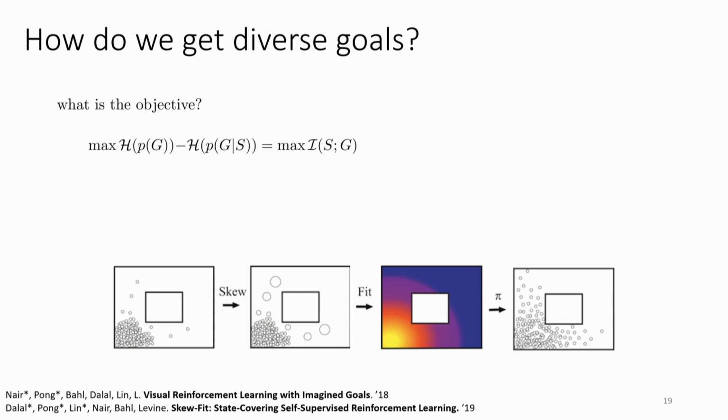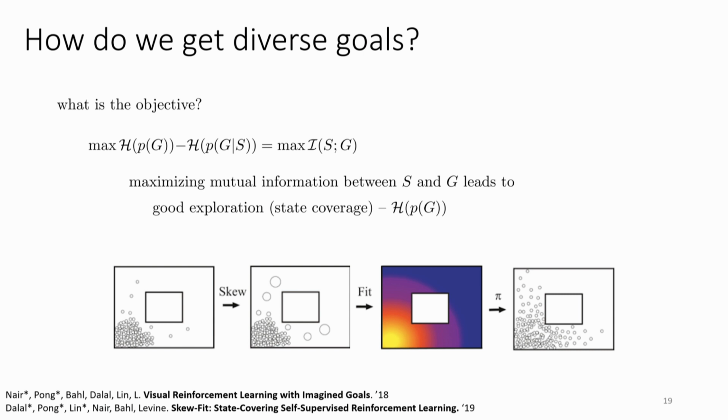And in fact, this idea is going to come up again and again in some of the methods that I'm going to discuss, that a pretty decent objective for unsupervised reinforcement learning is the mutual information between the states that you visit and the command that you give to your policy. So in this case, S is the state you visit, and G is the commanded goal. So this leads to good exploration, because you're maximizing the entropy over the states that you visit, and effective goal reaching, because you're minimizing the entropy of the goal given the state that you reached.